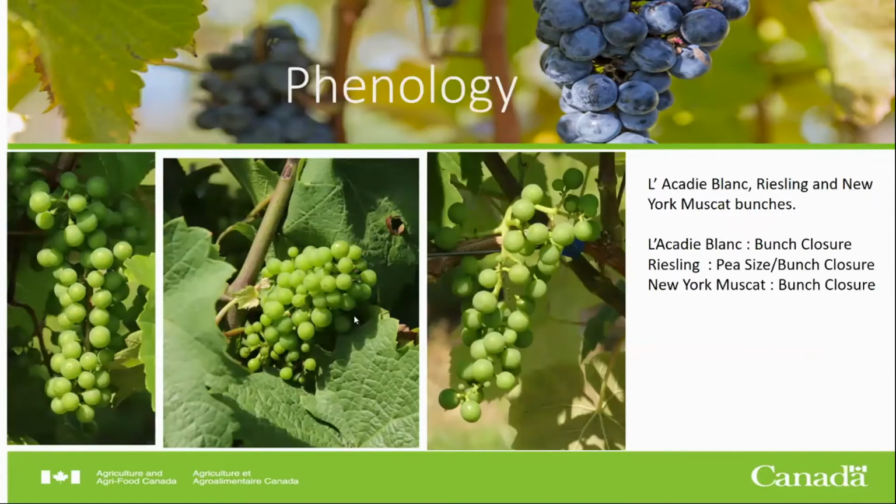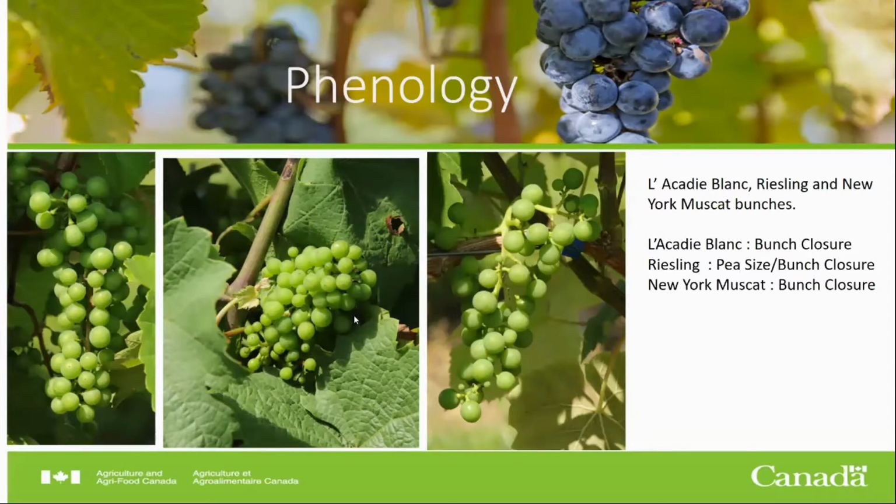I know Francisco's going to talk about phenology. I'll just very quickly show some photos from our vineyard. So we have 3 different bunches of grapes here, 3 different varieties. The first one on the left is Luckett Blanc. The middle one is Riesling, and the one on the right is New York Muscat. And I've tried as close as possible to keep these at scale.